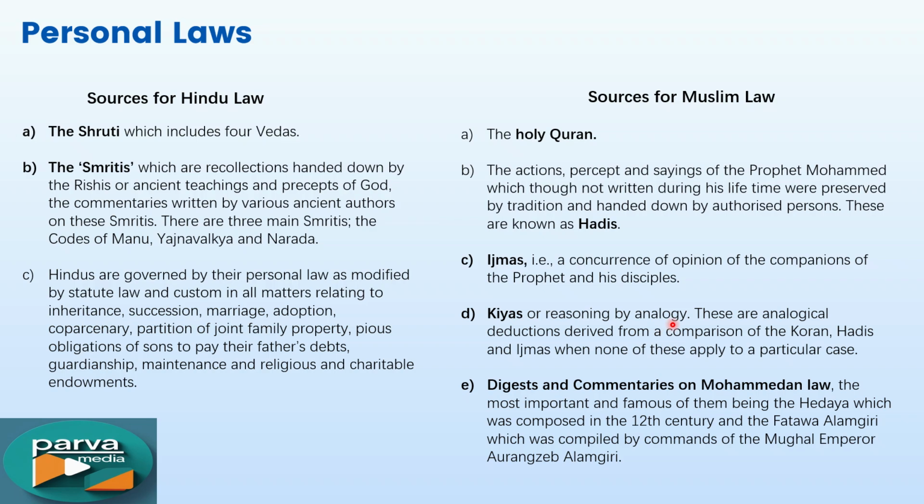Commentaries and digests, two of the most influential works in Muslim jurisprudence. The Hidayah, composed in the 12th century, and then Fatwa Alamgiri, compiled under the orders of Emperor Aurangzeb. These personal laws continue to operate within the Indian legal system, particularly in family law, and are respected as part of the country's pluralistic legal heritage.